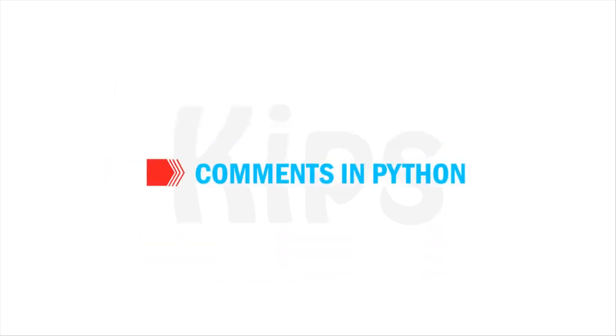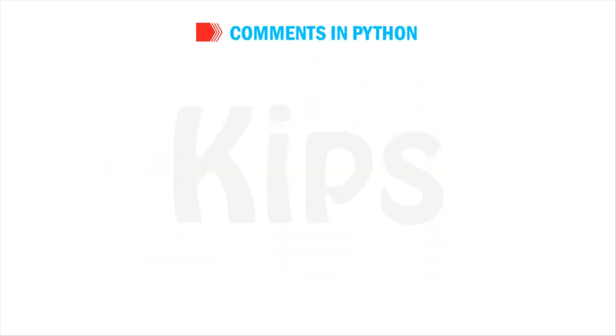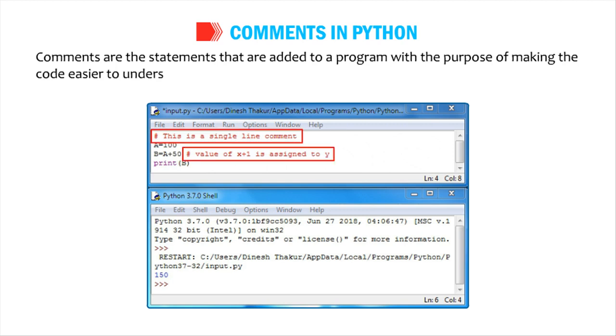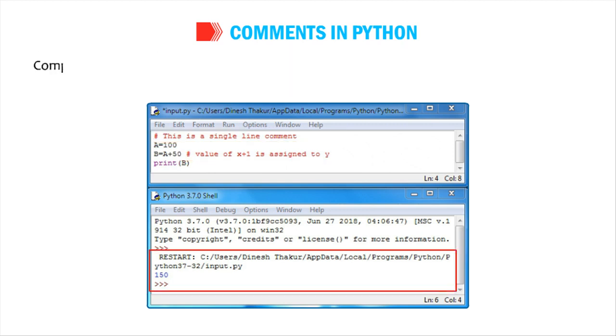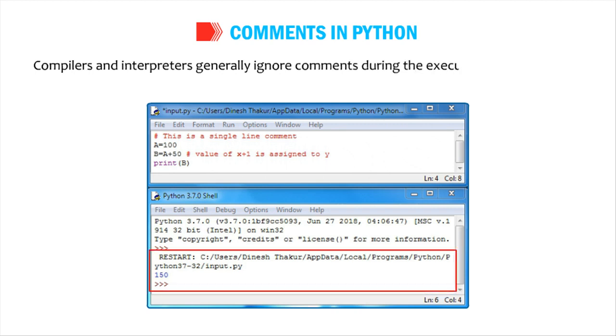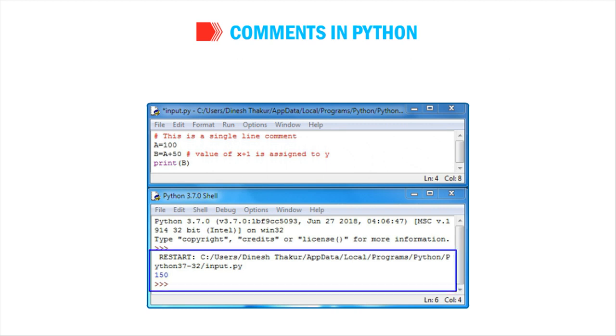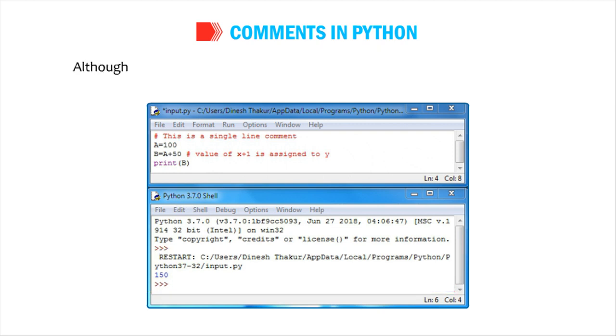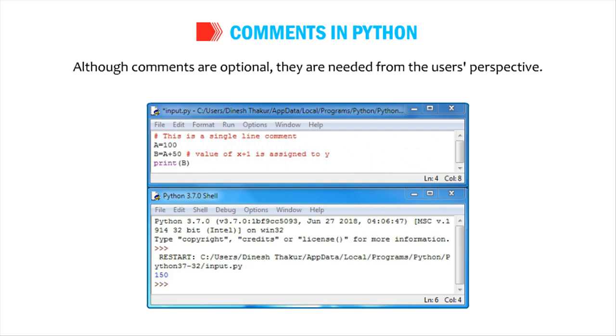Now let us talk about comments in Python. Comments are the statements that are added to a program with the purpose of making the code easier to understand. Compilers and interpreters generally ignore comments during the execution of the program. If you add comments to your Python program, Python will not show the text written in the comments in the output. Although comments are optional, they are needed from the user's perspective.